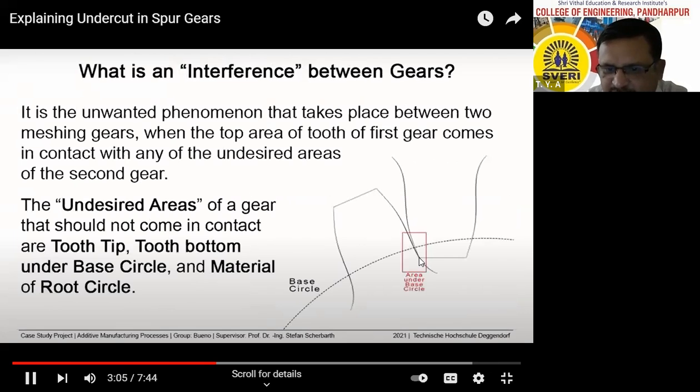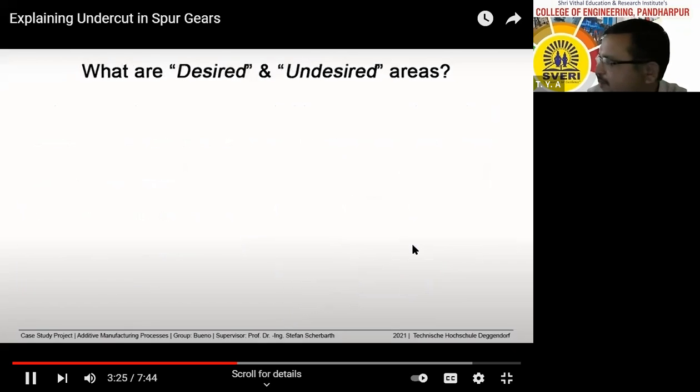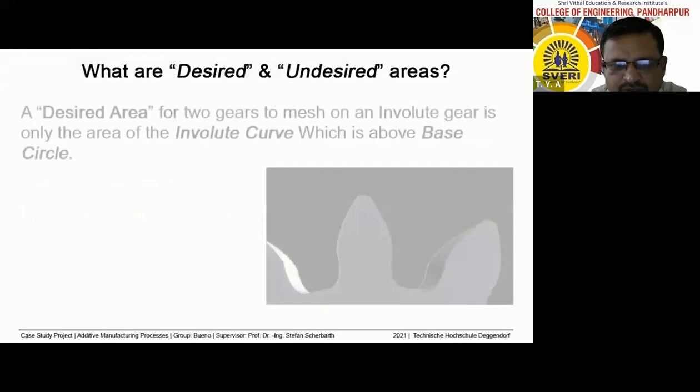See that this tip of the gear tooth goes inside the base circle. This is the tip of the gear tooth. It is going inside the base circle of another gear tooth. Actually, this tip should be above this base circle. Now, what will happen when this tip enters inside the base circle? This tip is going to remove material every time from the root of that other gear tooth.